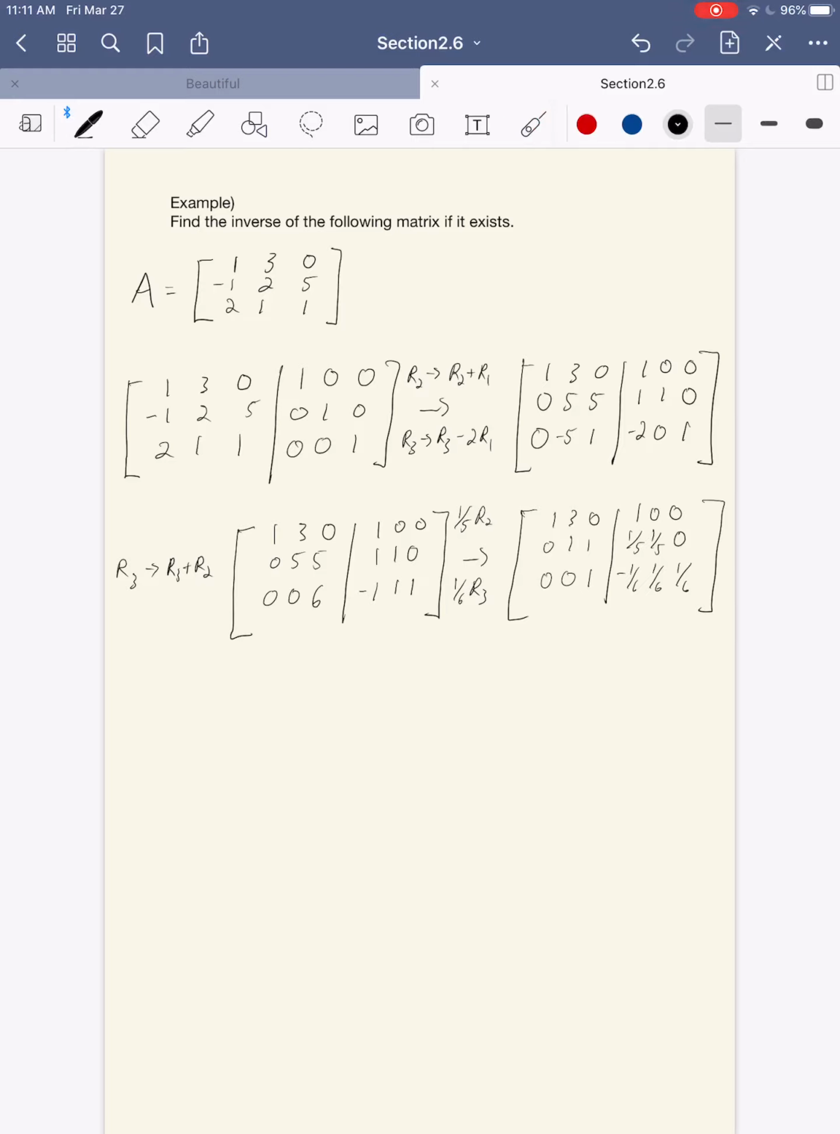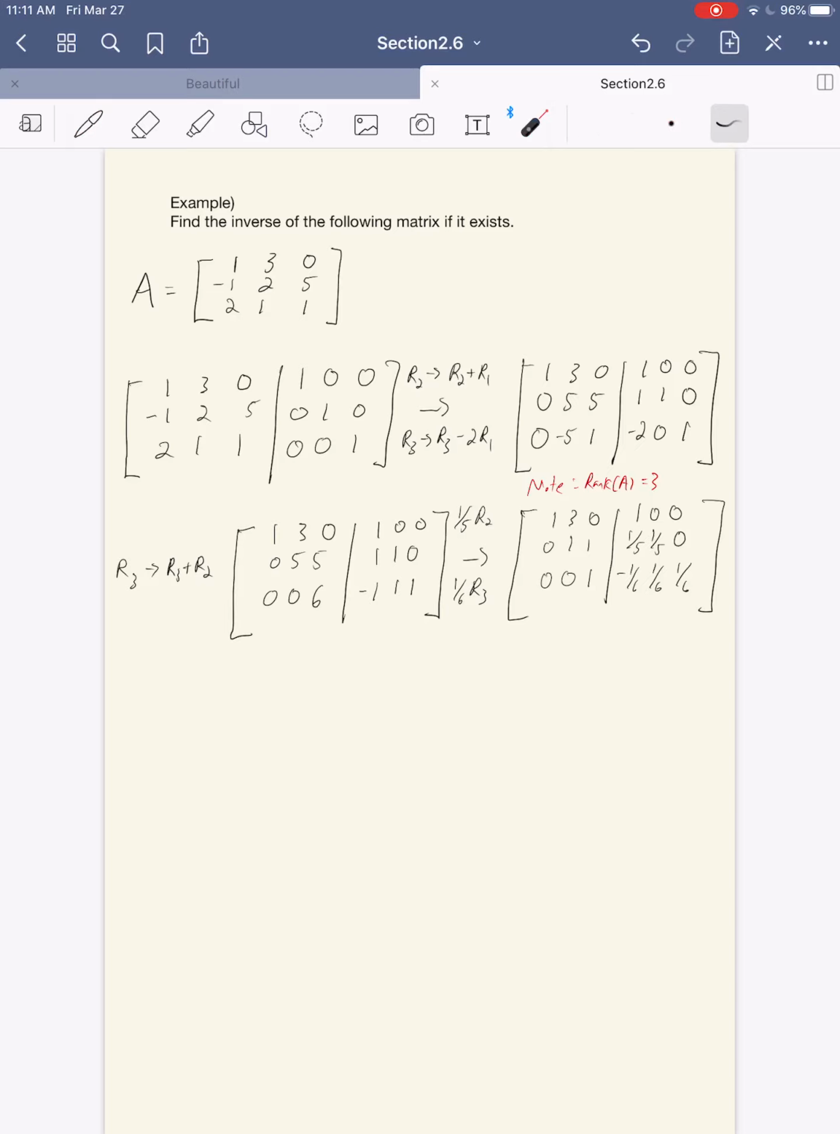So right here, we should make a little note, right? Rank of A is 3. So we can tell that right at this stage, and that means that we know that we will be able to find an inverse. All right, let's continue on finding that inverse.